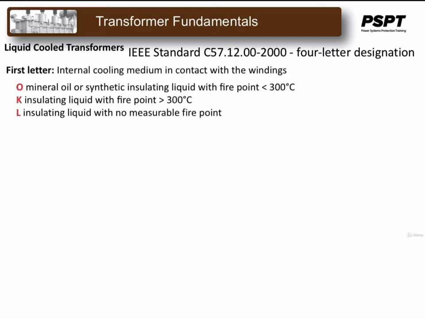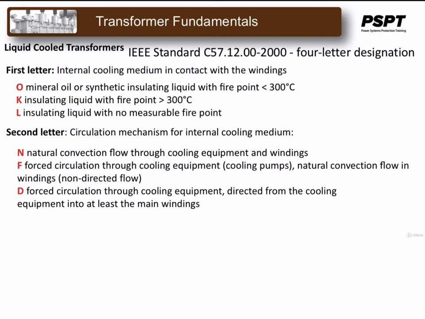The first of these 4 letters designates the internal cooling medium in contact with the windings. O stands for mineral oil or synthetic insulating liquid with a fire point of less than 300 degrees C. K stands for insulating liquid with a fire point of greater than 300 degrees C, and L is insulating liquid with no measurable fire point.